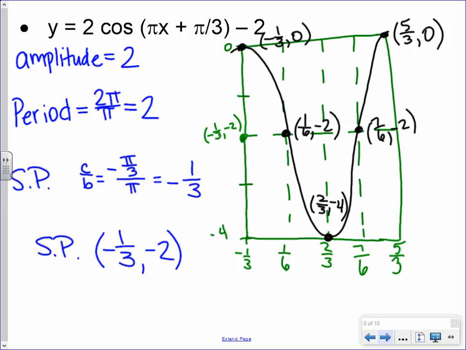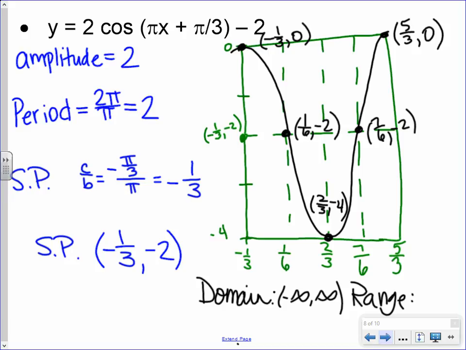All right? Everyone, what is the domain of this graph? Okay? And the range of our graph, Josh? Negative 4 to 0. Negative 4 to 0. Okay.